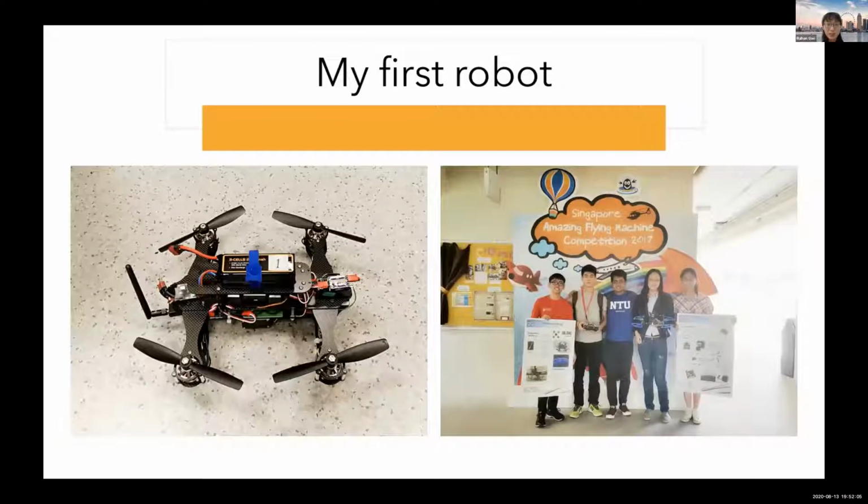The photo shown in the slides now is my first robot, the UAV I built with friends in my first year. We joined the Singapore Amazing Flying Machine Competition in 2017. That was my first time getting in touch with robotics and UAVs. We built it with a flight controller and used carbon fiber to design the framework of the drone. On the right, in my friend's hands, we used 3D printing to print the protector for the drone. That was my first time getting in touch with this kind of thing and I found it quite interesting. And we used it to get through a few challenges in the competition.